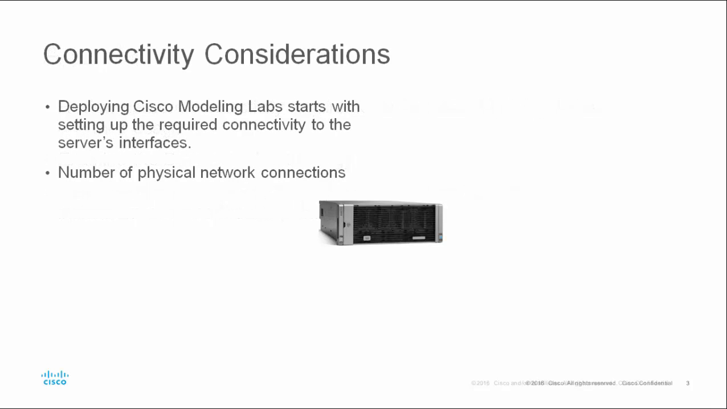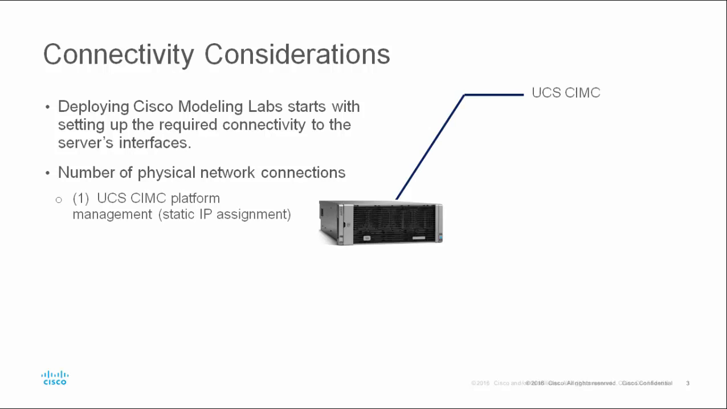Before launching into the software installation, let's consider our interface requirements and how we will integrate Cisco Modeling Labs into our environment. Up to 7 interfaces may need to be accounted for. First is the Platform Management Interface. On Cisco UCS servers, this is a dedicated port known as the CMC interface, and typically uses a static IP address assignment. The CMC interface is used for remote console access and, if needed, to access the virtual media resources.